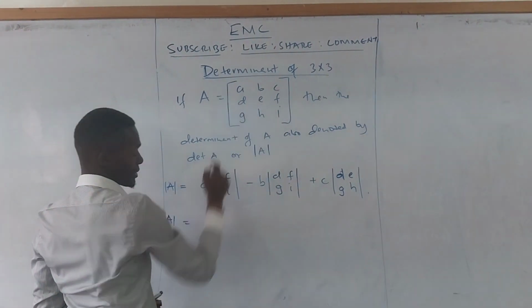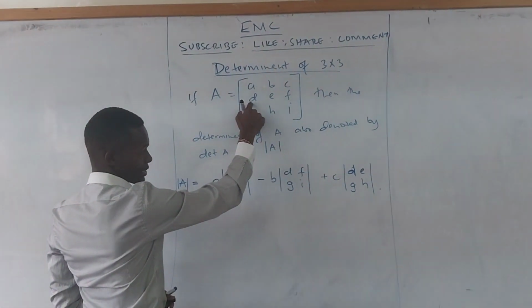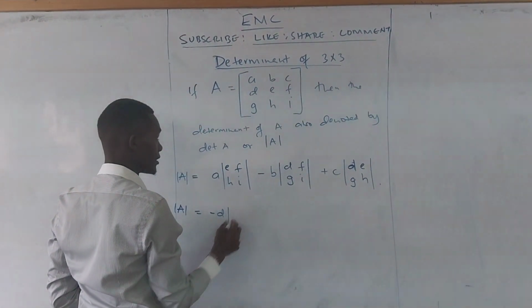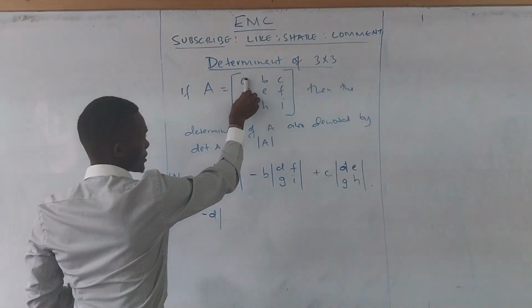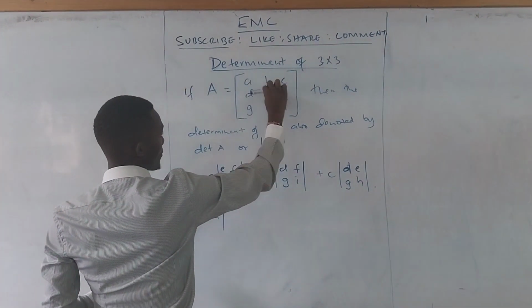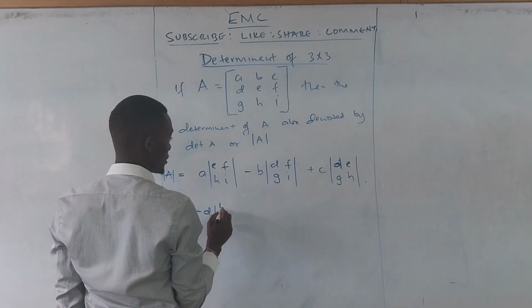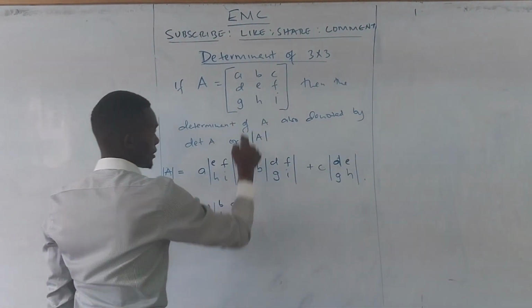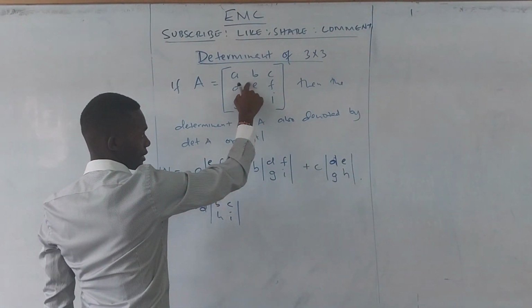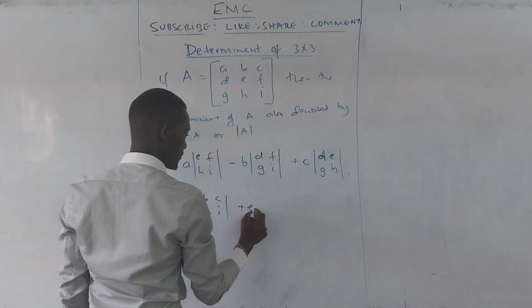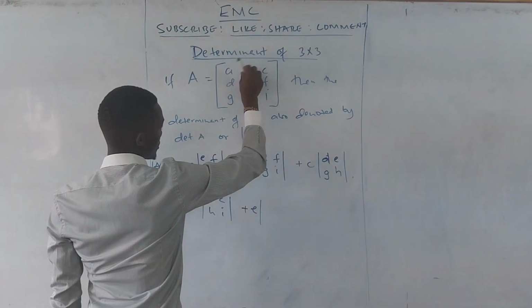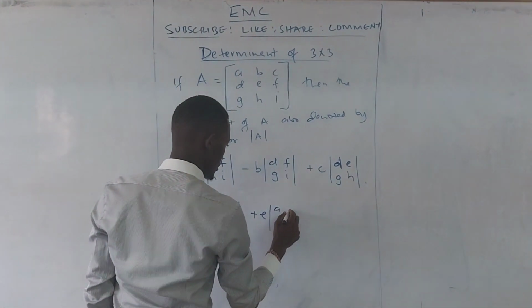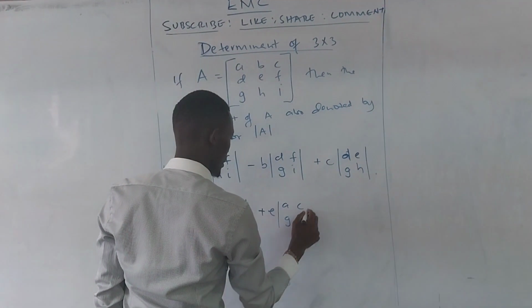use D, but now it will be negative because the sign here is negative. So we'll have negative D. So close this column and this row, so you remain with B, C, H, and I. Then the sign here is positive, so positive E. So close this and this, you remain with A, C, G, and I.